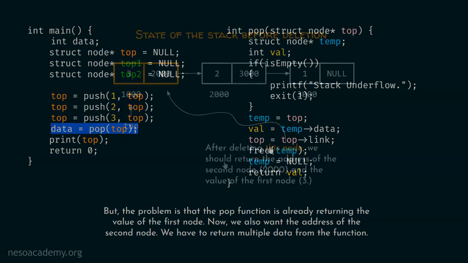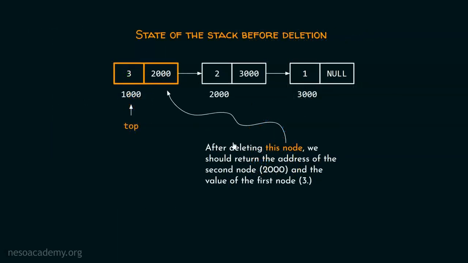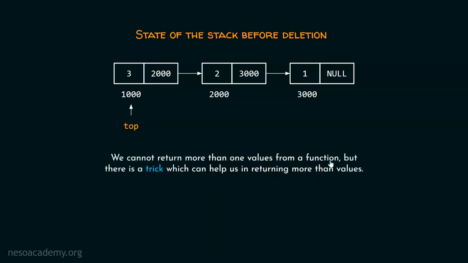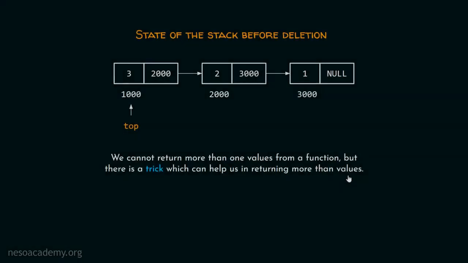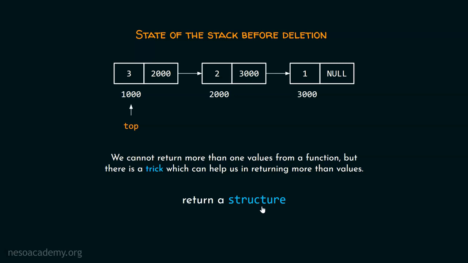But there is a trick. After deleting this node, we should return the address of the second node. We have to return the address of the second node and the value of the first node, right? We cannot return more than one value from a function, but there is a trick which can help us in returning more than one value. Now what is that trick? The trick is simple. Return a structure instead.